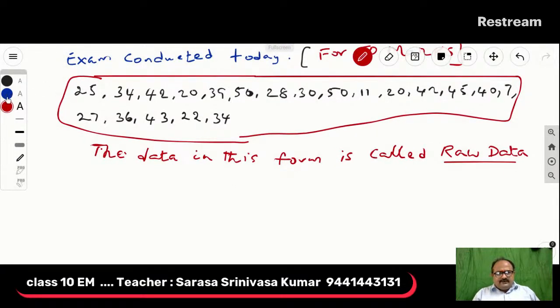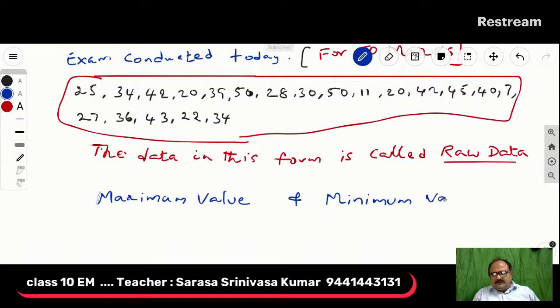Now we can find the maximum value and minimum value from the above data. So what is the maximum value in this data? How many marks are obtained, the maximum marks obtained by a student?